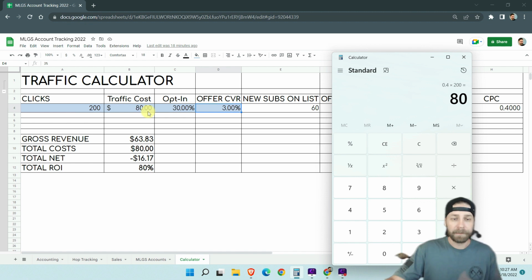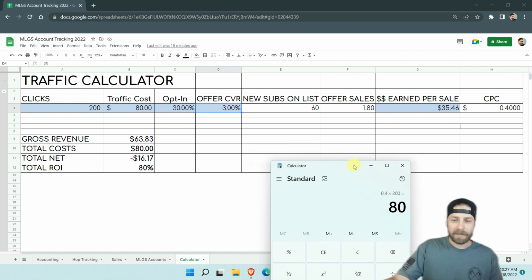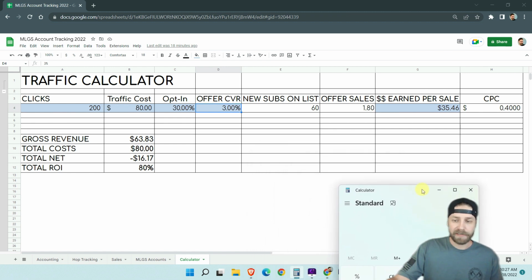Okay. So when you're starting out, this could be very expensive for people, but I just want to show you real values. Okay. So $80 is not very expensive for solo ads. Usually you're spending 100 or more on a 200 click package.